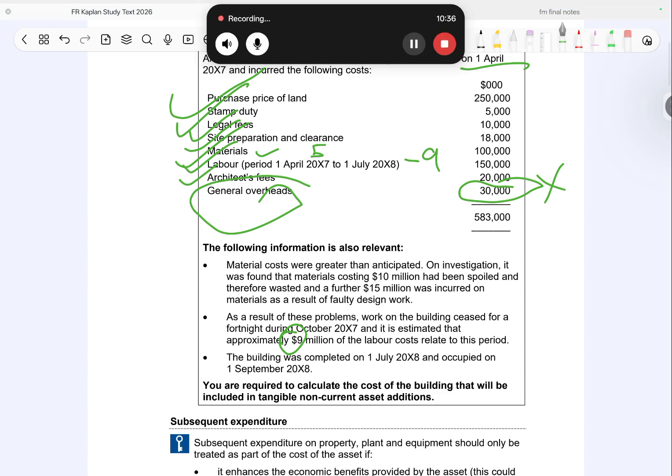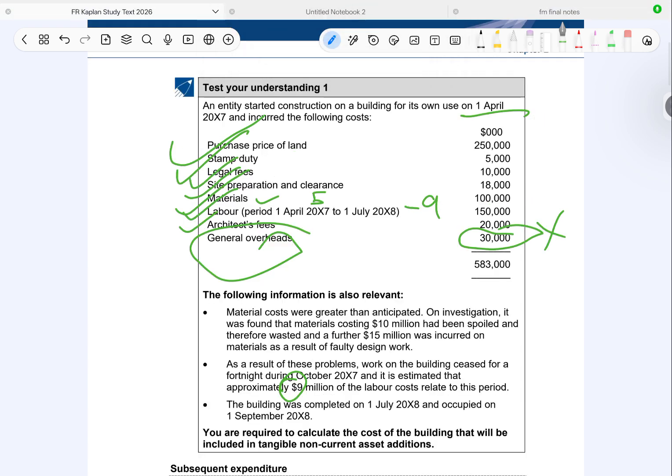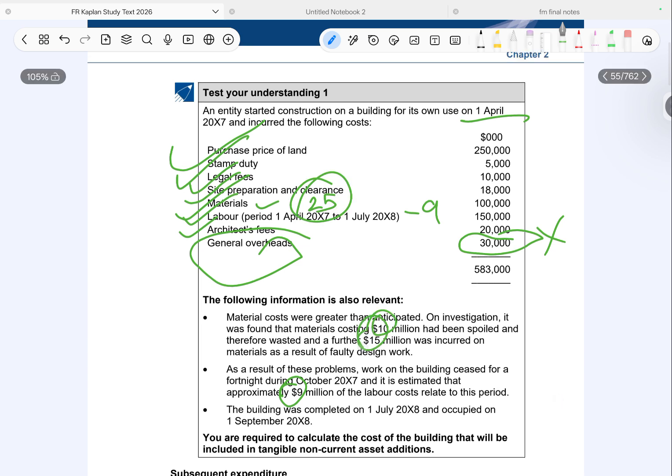One second. Yeah, so this sum is very simple. Just one thing, I made a mistake. Instead of 5, we have to take 25, which is 10 million plus 15 million. Because on investigation, it was found that 10 million had been spoiled.